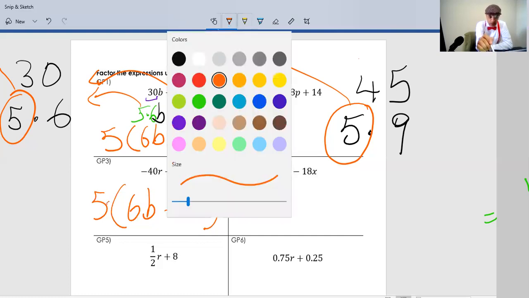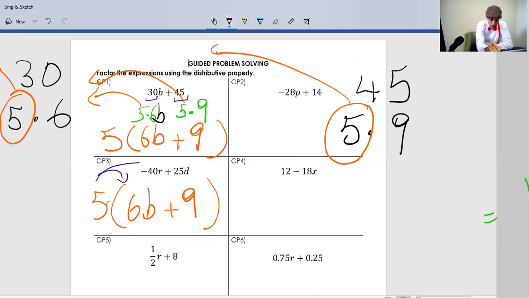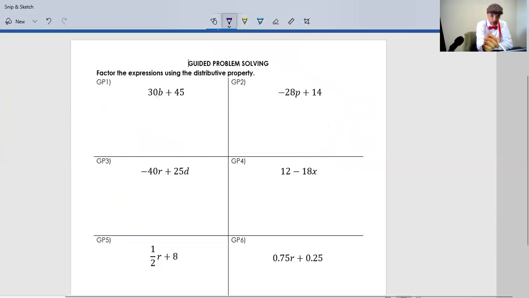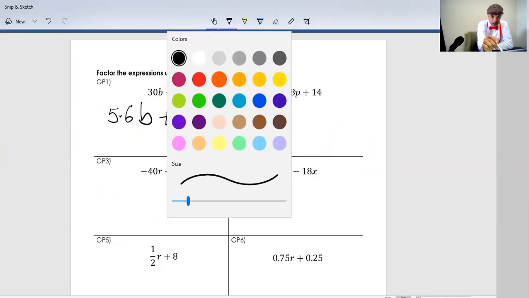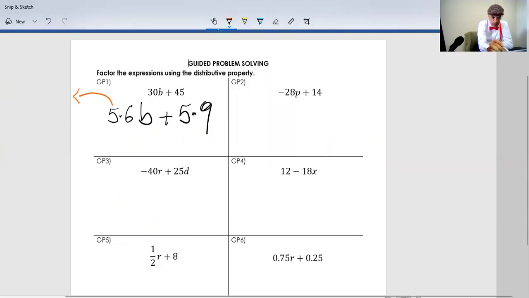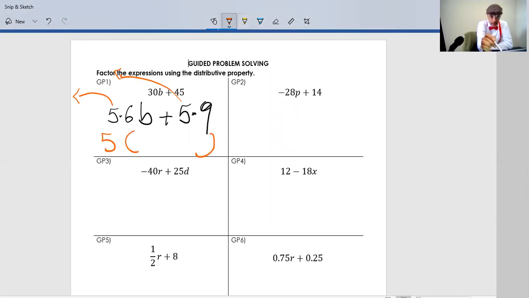Now, once you're here, you can distribute, and you go back to right where we started. Let me erase all of it, and I'll do it a little bit faster. 30b can be written as 5 times 6b, and 45 can be written as 5 times 9. I'm going to factor out the 5, because that's what they have in common. The 5 goes outside, and inside the parenthesis, the first piece has 6b left, and the second has 9 left. So that's how we factor.